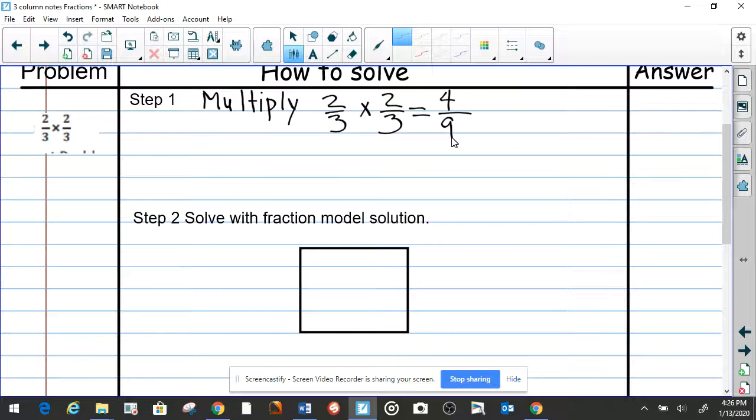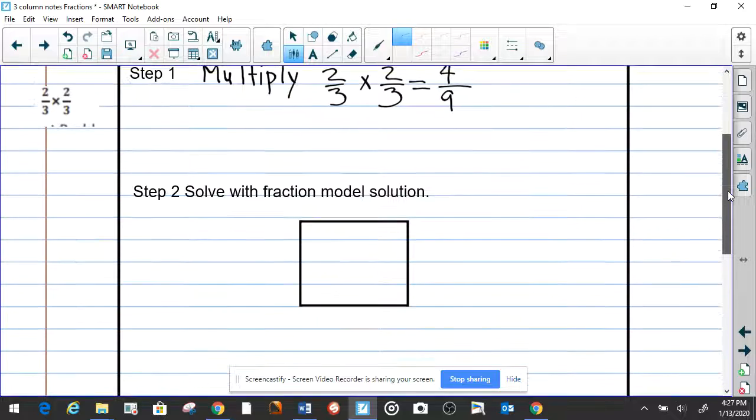And notice that of these two numbers, one is even and one is odd. Most likely they do not share a factor. That's the lowest term that we can have. Now we're going to look at number 2, which is step 2: solve with the fraction model solution.